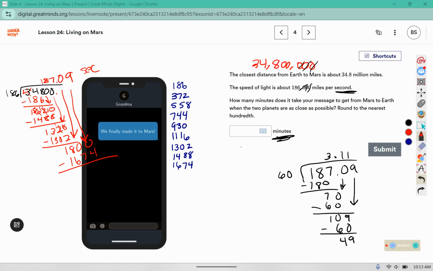I guess we should probably continue this one more place value so we know if we need to round up or if it can stay. So let's see. 1,800 minus 1,674 is 126. And then it fits into 1,260. 1, 2, 3, 4, 5, 6 times. So it fits into 496. Let's see. 60, 120, 180, 240, 300, 360, 420, 480. So the 8 rounds it up to a 2. So it should say 3.12 minutes.